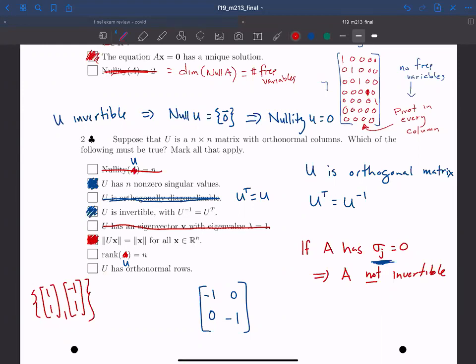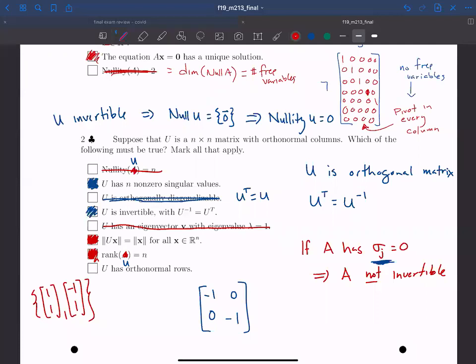The second to last option is that the rank of the matrix is equal to n. Is that one true or not? True. Yeah, and that follows almost from the same reasoning that this one here was false. So the rank is equal to n. We know that there's not going to be any free variables. We know that every column has to have a pivot, and therefore the rank is n. The last one is the matrix U has orthonormal rows. Any guesses on that one?